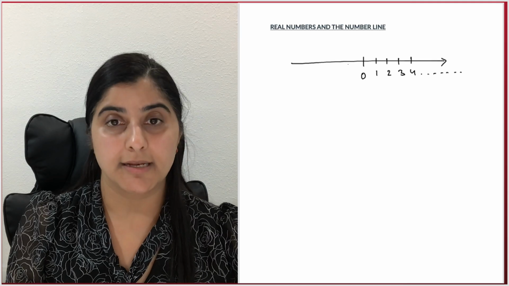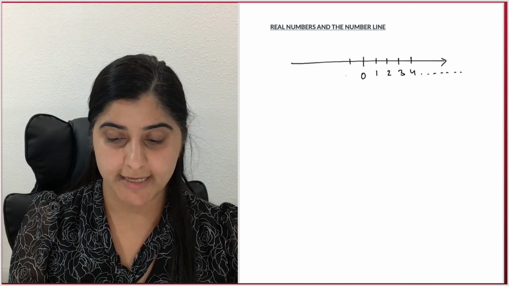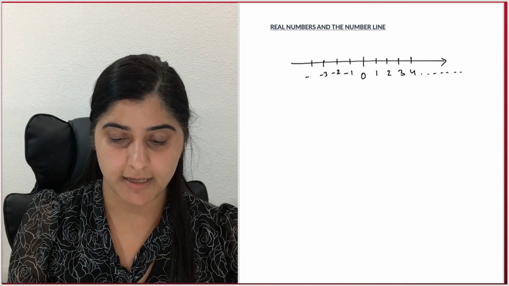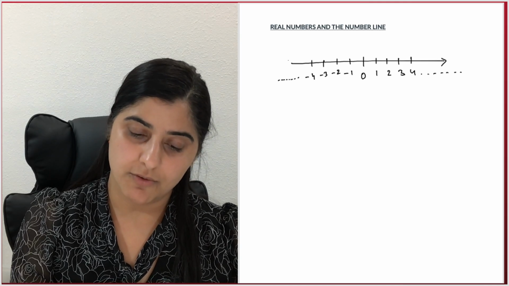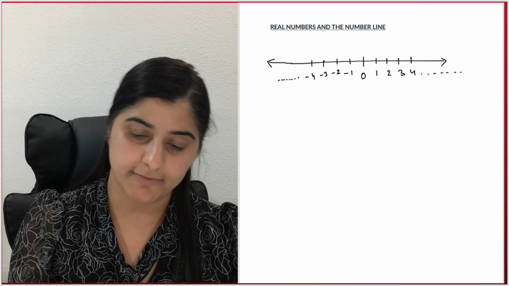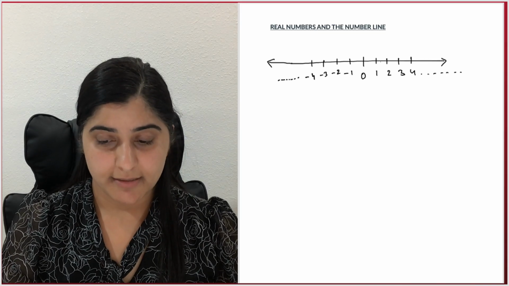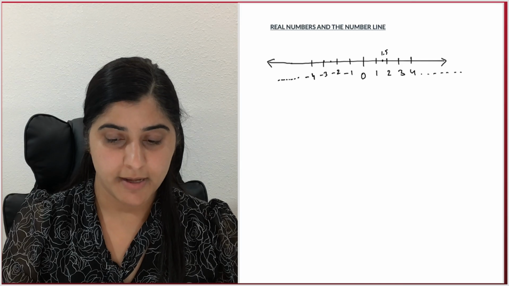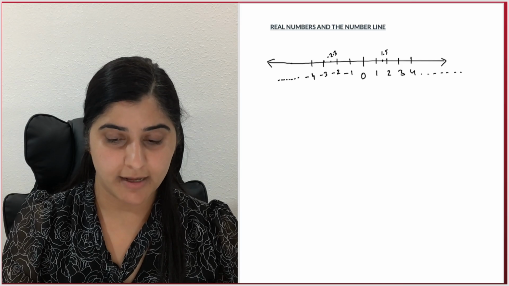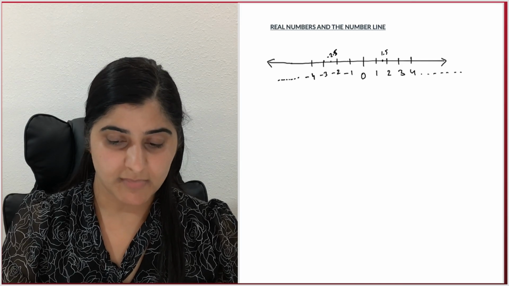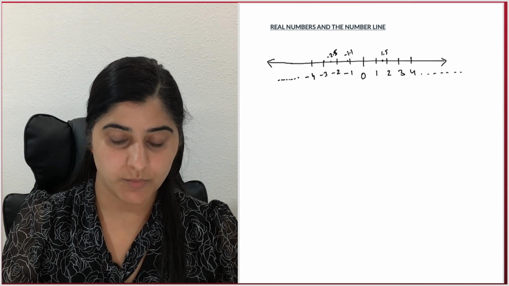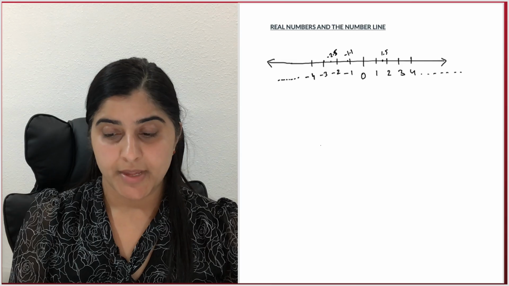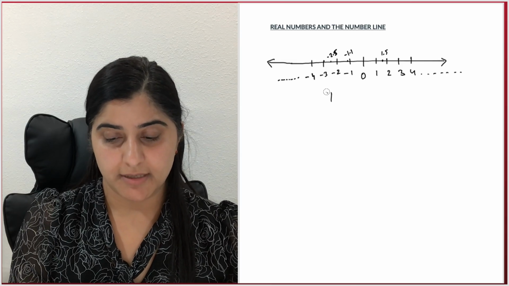And similarly on the left hand side of 0 we have negative numbers, -1, -2, -3, -4, and these numbers go all the way up to negative infinity. And there are also decimal numbers in between, so 1.5, -2.5, -1.1. There are all the decimal numbers as well in between, and this is called a real number line.